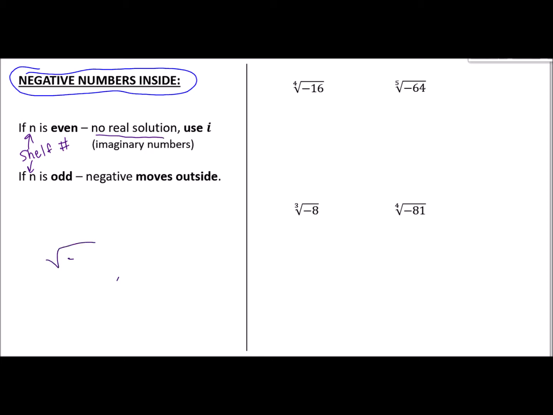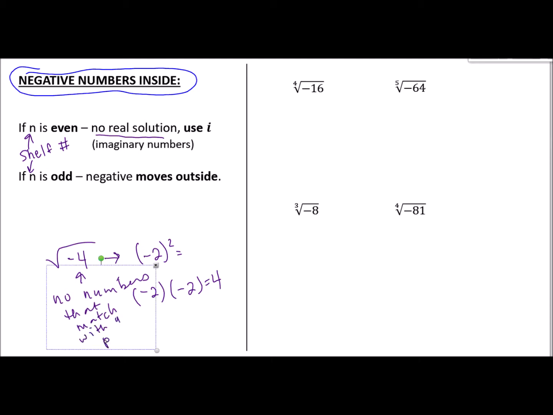Square root of negative 4. If you tried to take negative 2 squared, that would be negative 2 times negative 2, which would equal 4. There are no numbers that match with a product of negative 4.